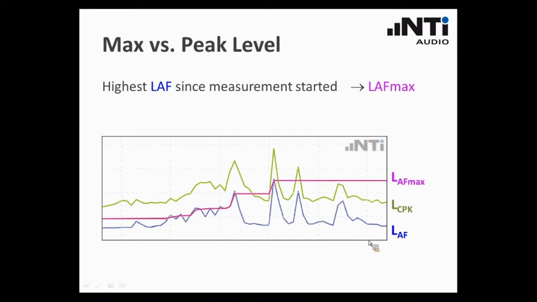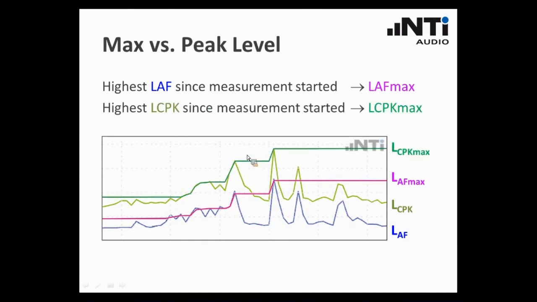And now you understand that we can do the same for the LC peak. We can take a look at where the peak was at its highest point, and you see here this green curve gives us the corresponding result. So here we have the LC peak max, the maximum level that the LC peak measurements have ever reached during the recording.